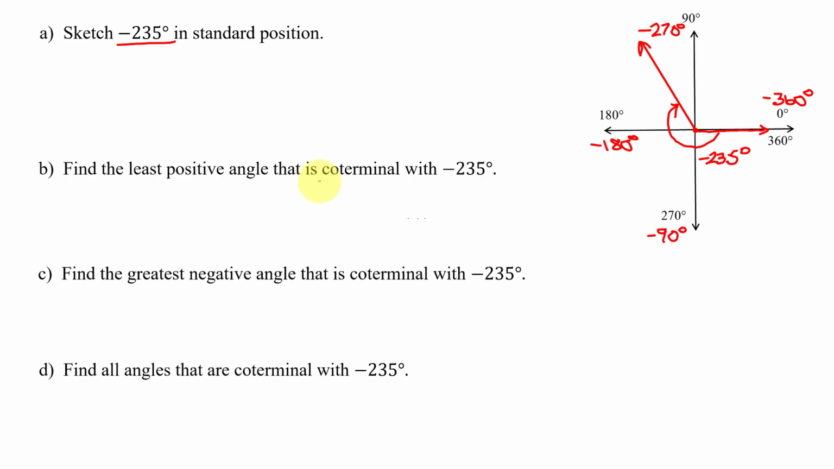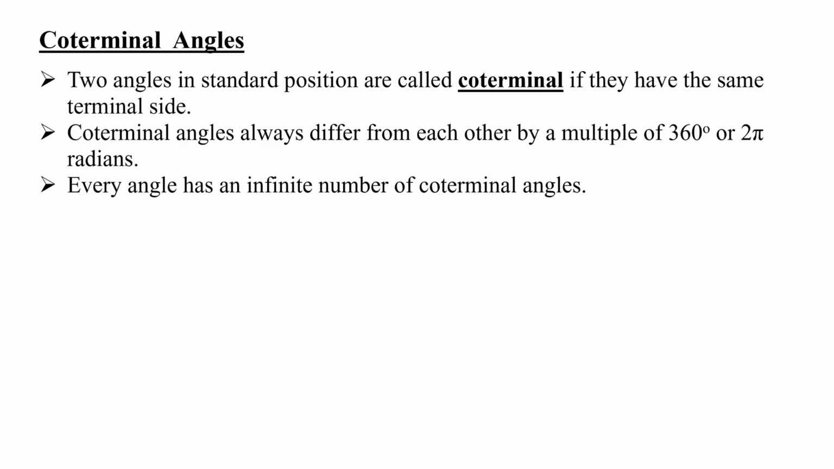Now the rest of the problem deals with coterminal angles. So let's quickly review them. Two angles in standard position are called coterminal if they have the same terminal side. And coterminal angles always differ from each other by a multiple of 360 degrees or 2 pi radians. And every angle has an infinite number of coterminal angles.